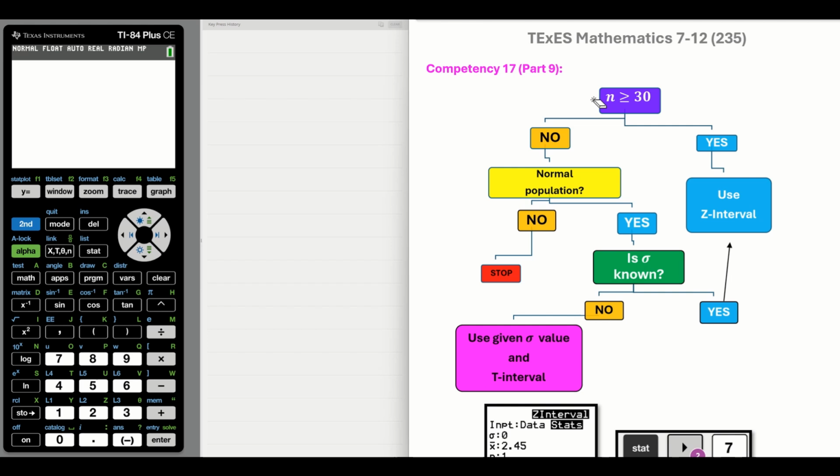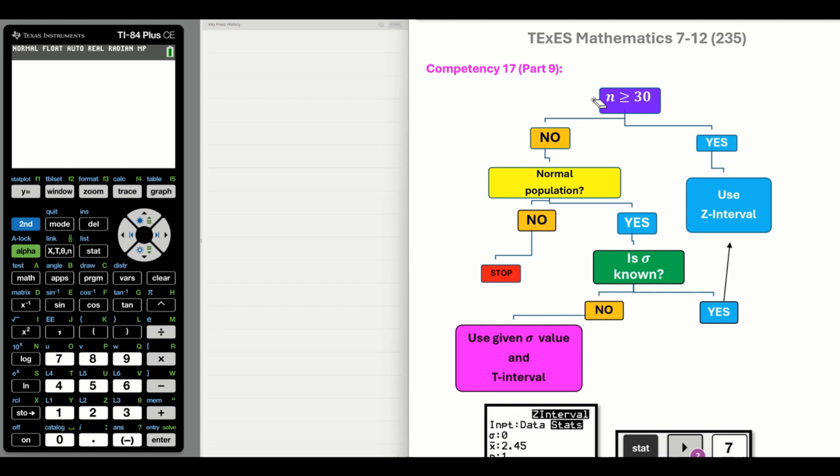So let's say I know the sample standard deviation. I know it from the sample. So if I say yes, then I can use the z interval. But let's say they don't give me the sample standard deviation. They give me the population. Remember, we're taking samples. All they give me is the population standard deviation. Well, then my answer is no.